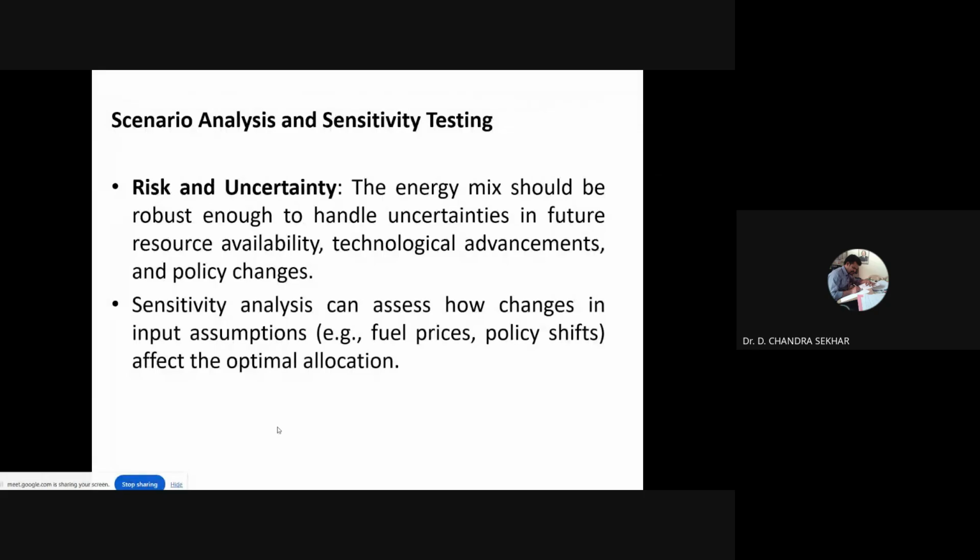Here, the risk and uncertainty. The energy mix should be robust enough to handle uncertainties in future: resource availability, technological advancements, and policy changes. Sensitivity analysis can assess how changes in input assumptions, for example fuel prices or policy shifts, affect the optimal allocation.